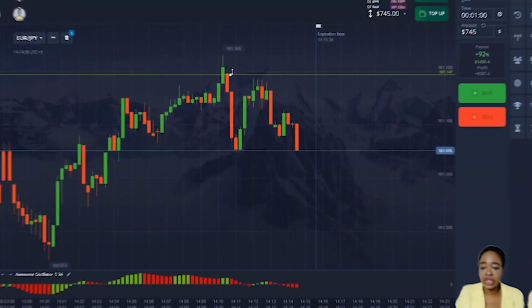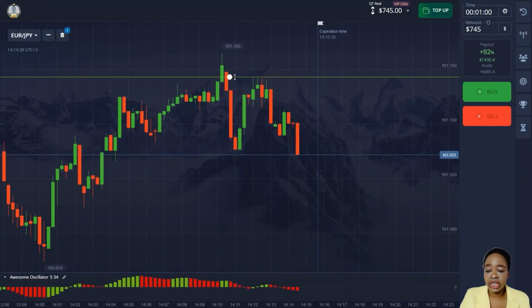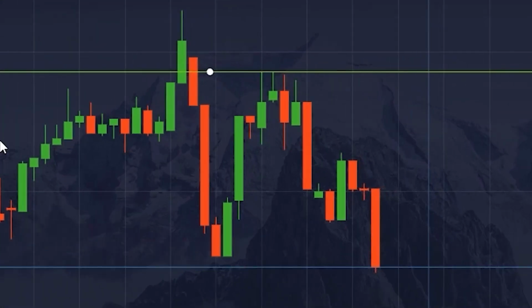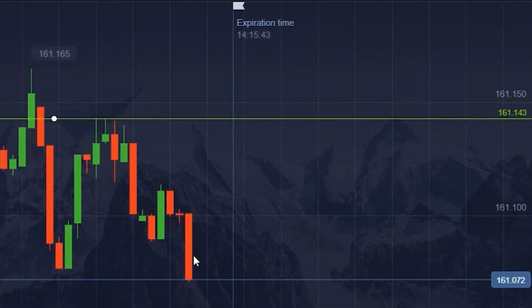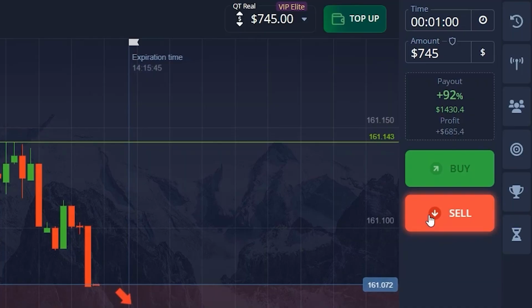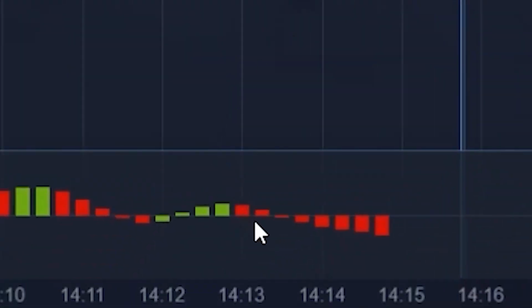Let me continue. So here you can see at the top we have the resistance level, and the price moves down from this level. Therefore, I'm going to open a transaction at a decrease. Also, the histogram on the indicator is red.